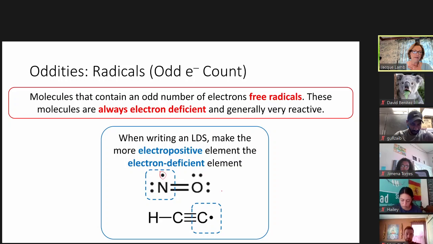They're not happy, and they will scavenge electrons wherever they can. And these are the kinds of reactions that are responsible for things like the destruction of the ozone layer and things like that. Those are radicals.